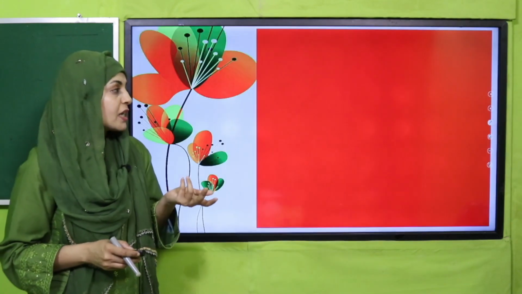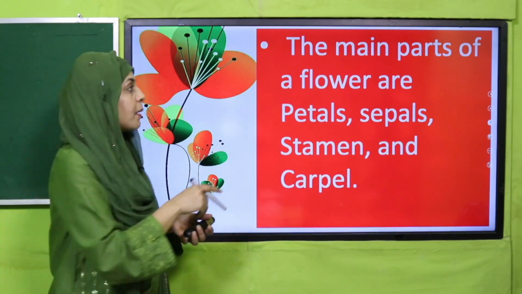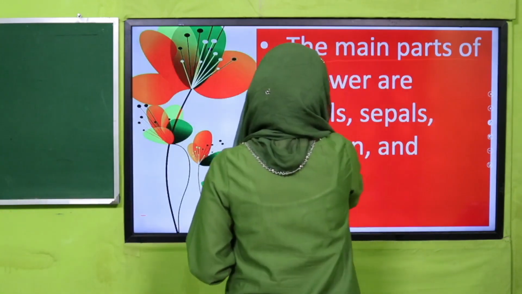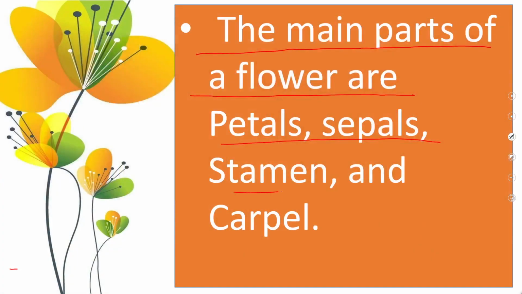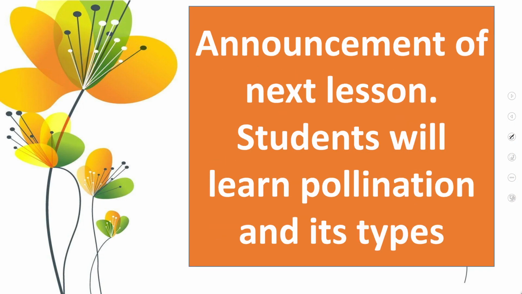So my dear students, what have we learned today? Today we learned the main parts of the flower. Main parts of the flower are petal, sepal, stamen and carpel. In the next lecture, the students will learn about pollination and its types.